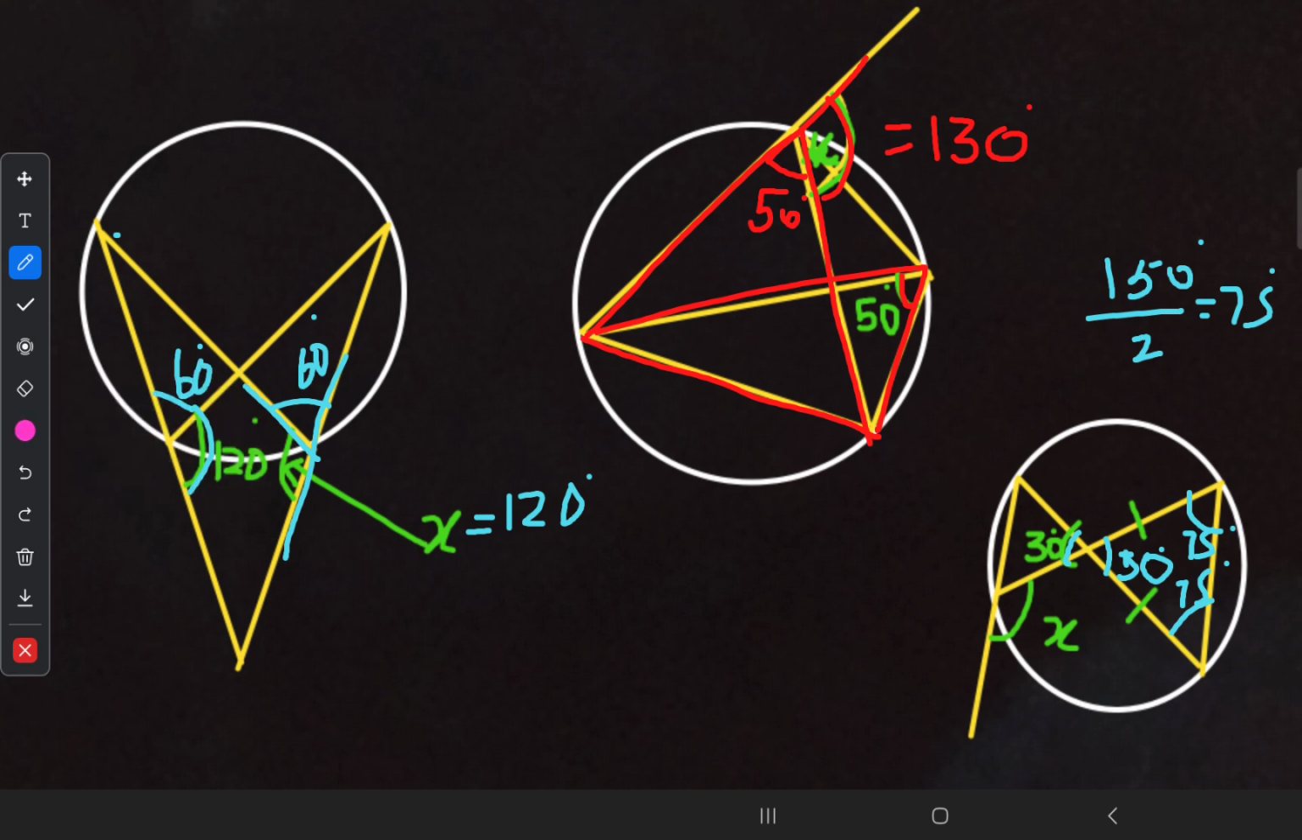Now think about the chord theorem. If this one is 75, this one also 75. This is 75, this one also 75. Think about this straight line. If this is 75, x would be 180 minus 75. That will give you x as 105 degrees.